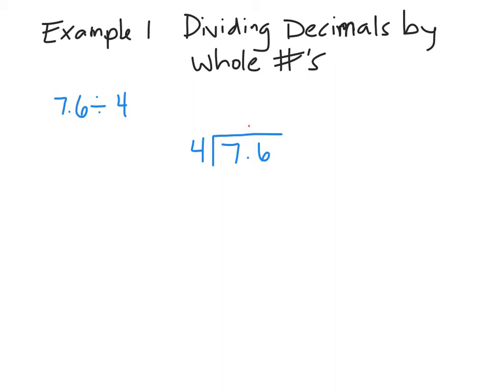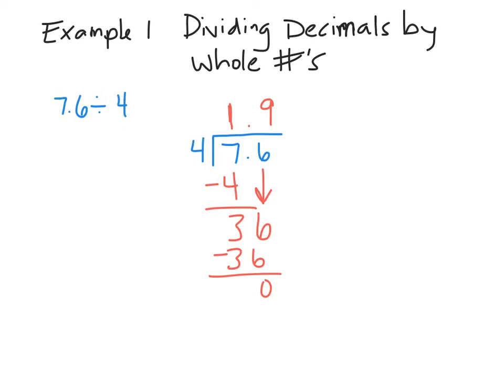So 4 goes into 7 one time. 4 times 1 is 4. Subtract it out, I get 3. I bring down my 6. 4 goes into 36 9 times. Notice how everything stays above where it was. 4 times 9 is 36, and then we just divide until we get to no remainders.